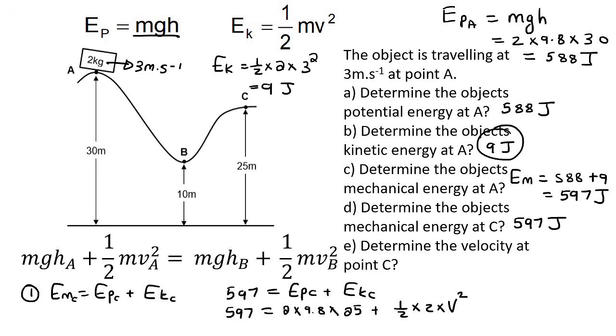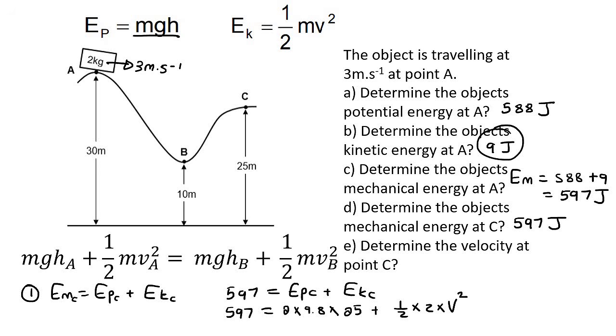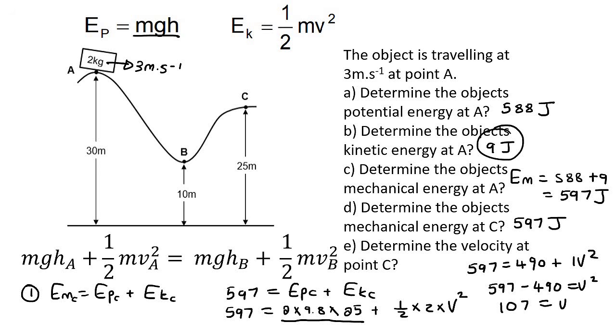Then what you do now is work this equation and try to get this by itself. I'm going to quickly type this part on my calculator. And so we're going to get 597 is equal to 490 plus, now I'm going to multiply these two numbers together, which just gives me 1 v squared. Now, I'm going to take this to the left-hand side, so you end up with 597 minus 490. Then if you minus those two, you end up with 107 equals v squared.